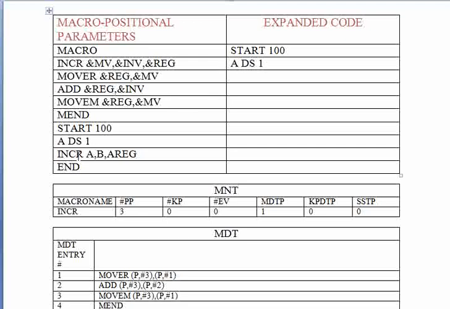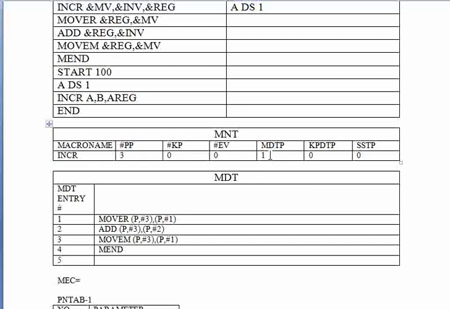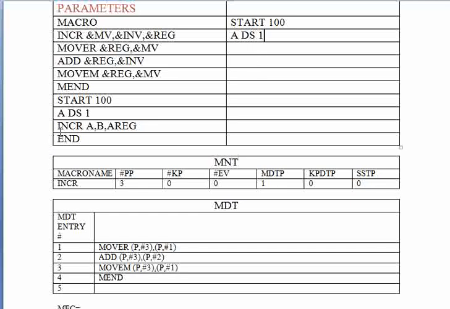But when it comes to this line INCR, it says that this matches the name in the MNT, so this happens to be a macro call. So this line has to be replaced by the body of the macro, which is at position 1. Starting from position 1 till MEND, all these lines have to be substituted for this macro call INCR. The expanded lines will be written with the help of a plus. The plus indicates that these were lines replaced by the macro processor during expansion.